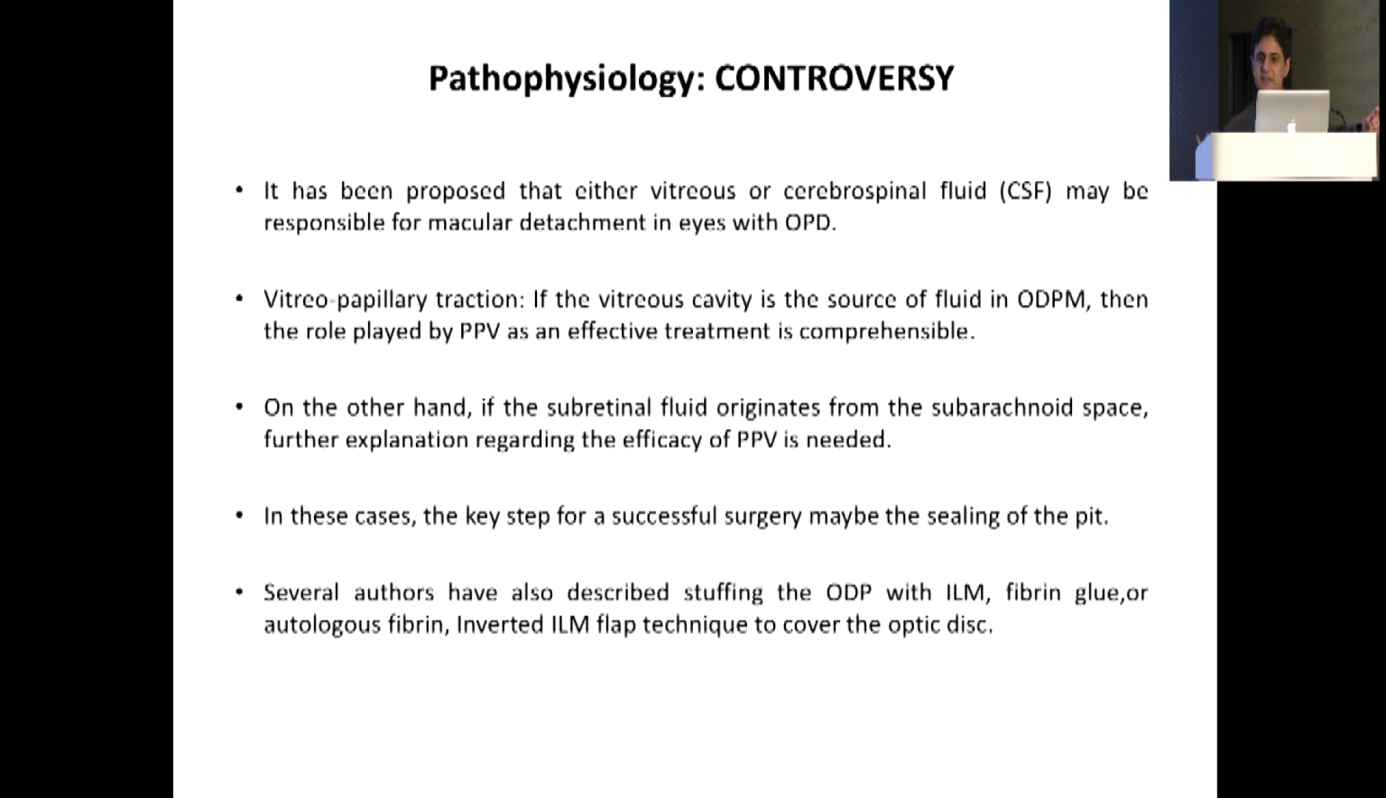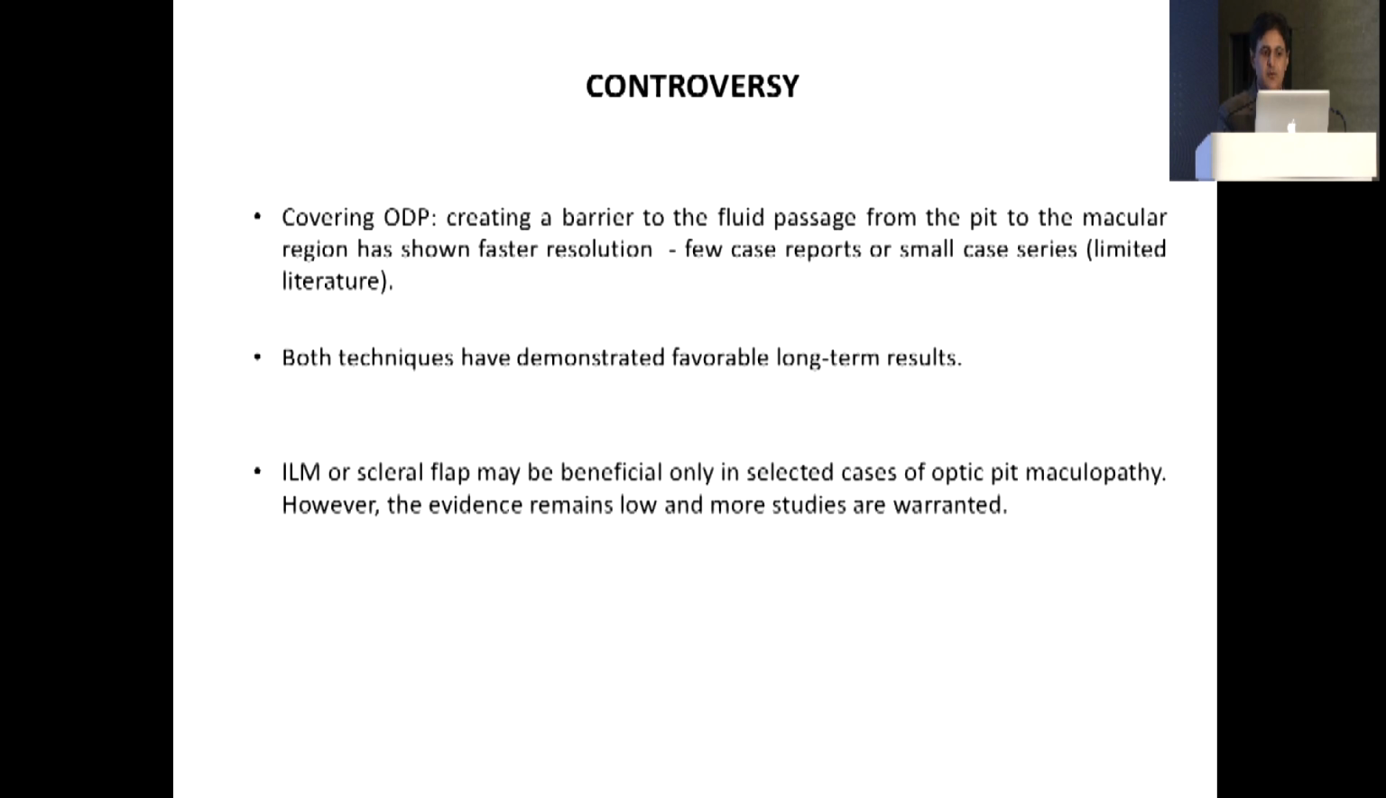So as I said initially also, the pit is now like a dumping space. You can put a lot of things into it. You can put the ILM. Some of the reports are there of putting amniotic membrane or fibrin glue or an inverted ILM technique. So these are all the techniques. So again, the controversy is whether this is necessary or not. Both the techniques have demonstrated favorable long-term results. So I feel that PPV should be the first line of treatment, and if it does not succeed, then probably we can go ahead for a surgery like an ILM peeling with ILM plugging of the optic disc pit.